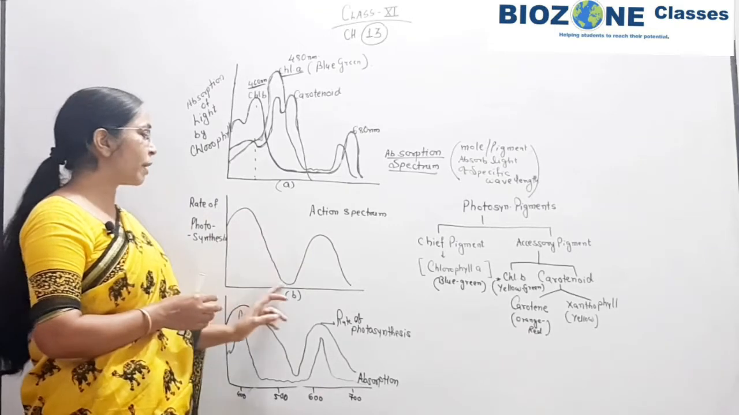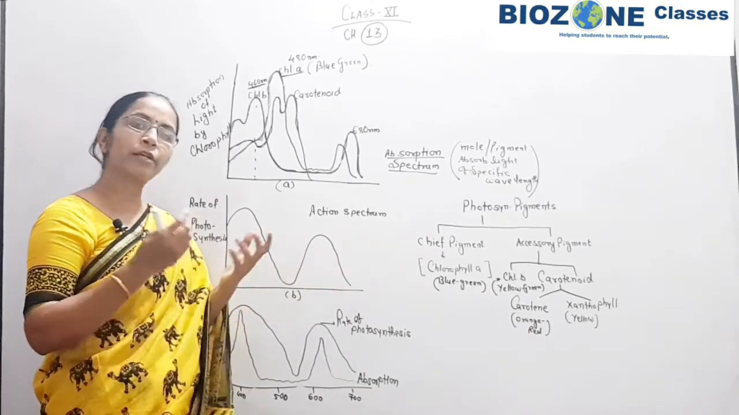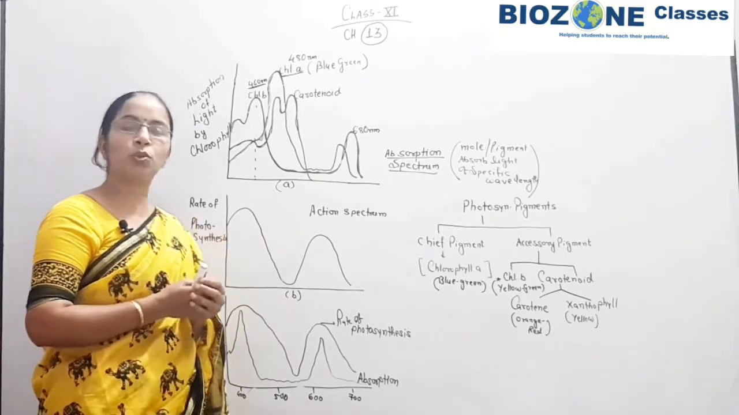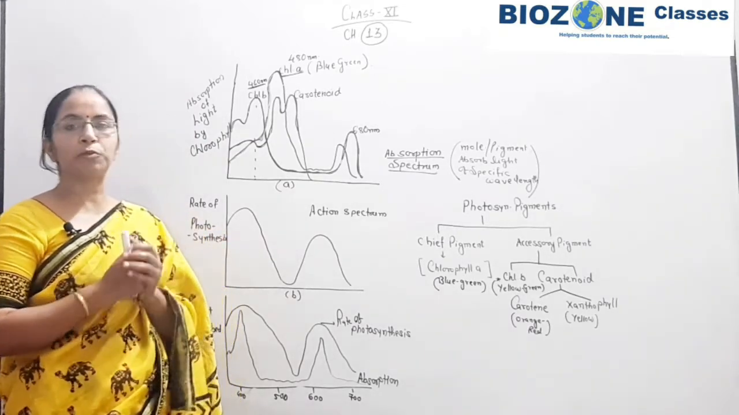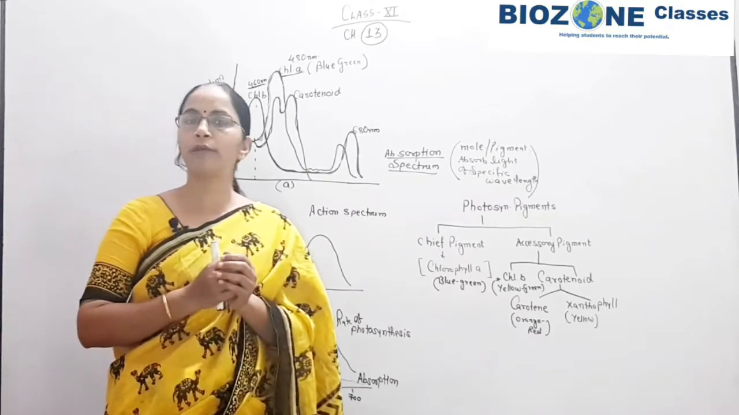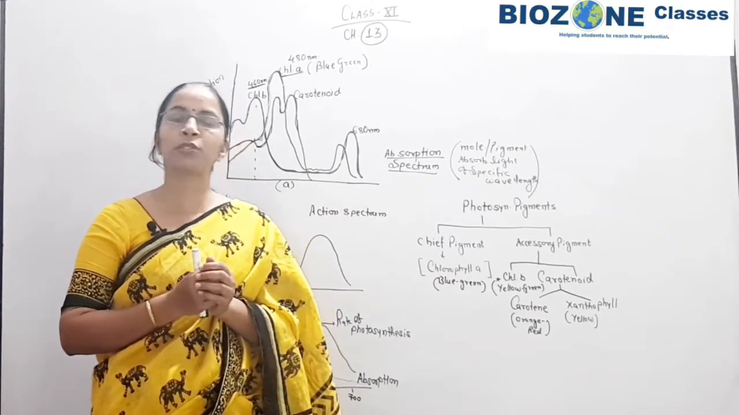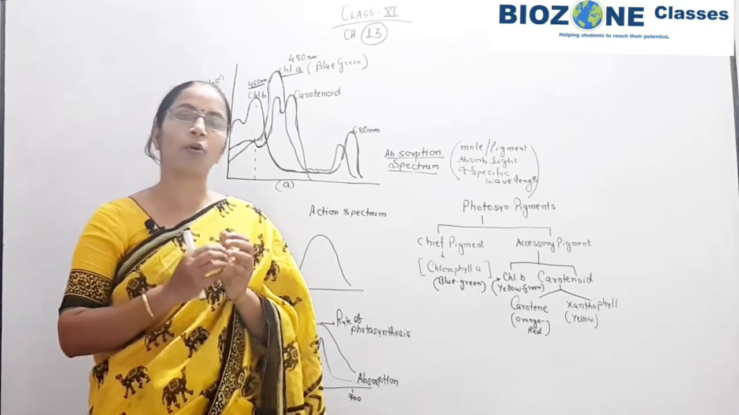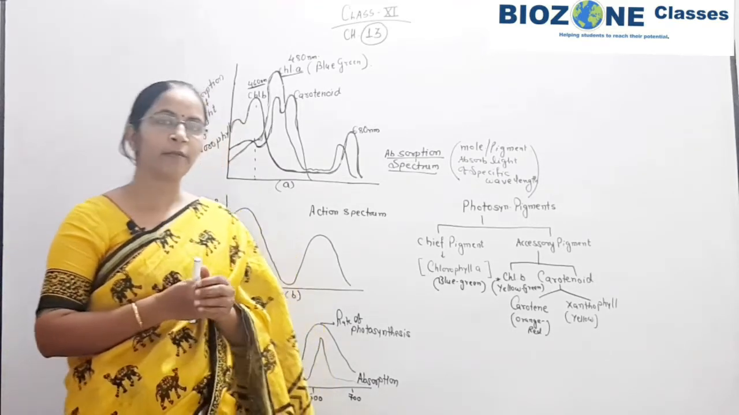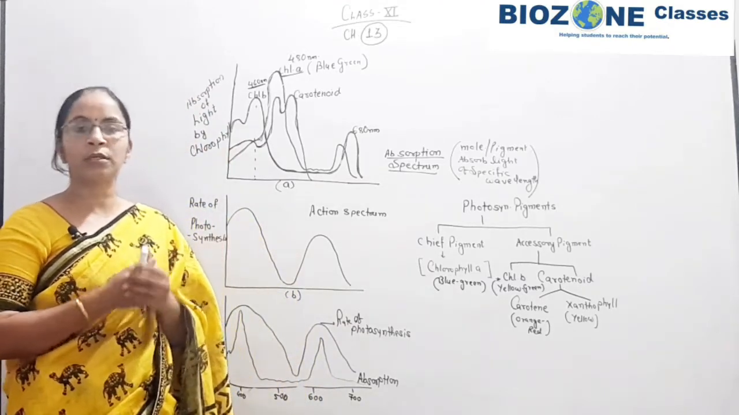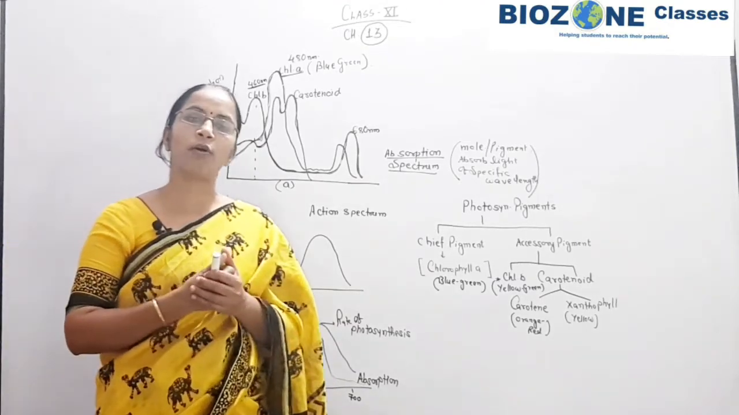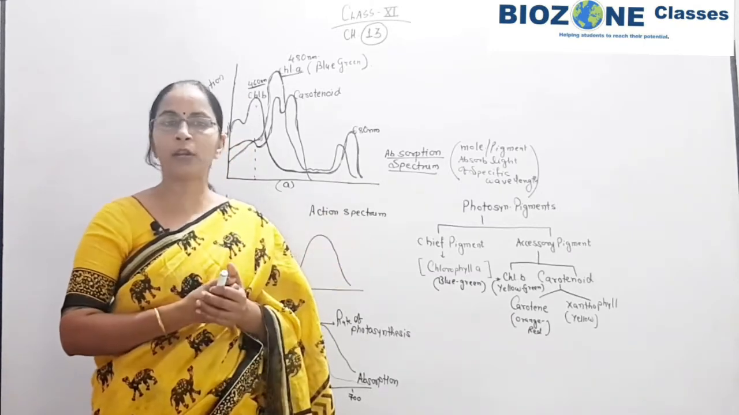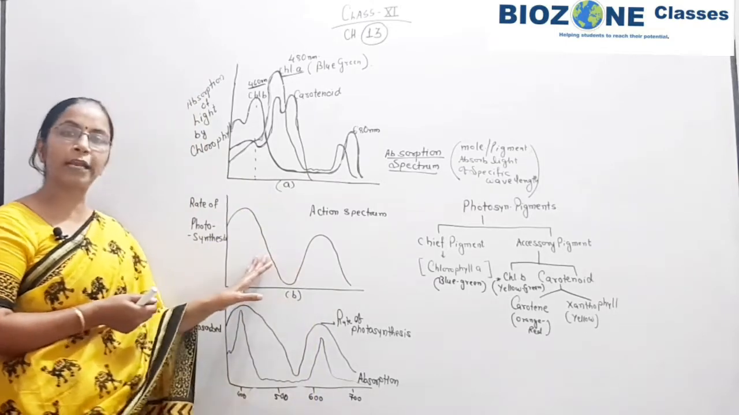And here the action spectrum also shows two highest peaks, which means the action spectrum also proved that two types of pigments are involved in photosynthesis, responsible for the absorption of light of two different wavelengths. One light is of the blue region and the other light is of 700 to 720 nanometer. So that part you remember for the action spectrum.